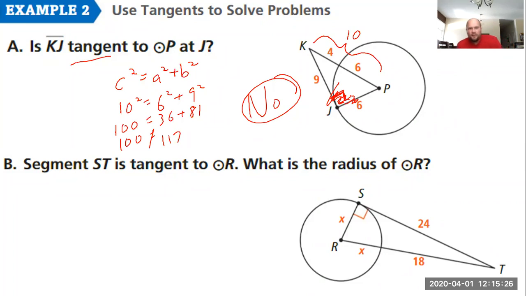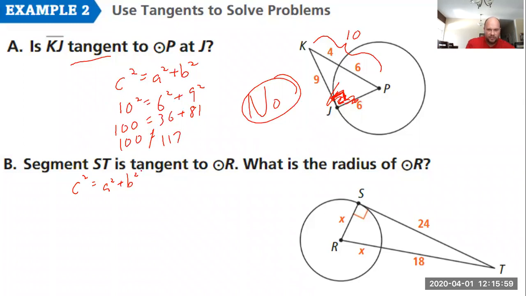Now, for the second one, segment ST is tangent to circle R. What is the radius of circle R? Well, if that is a tangent, that means the radius and the tangent line have to be perpendicular. Therefore, that must be a right angle, and they already drew the right angle in there for us this time. So now we can set up the Pythagorean theorem in order to solve: c squared equals a squared plus b squared.